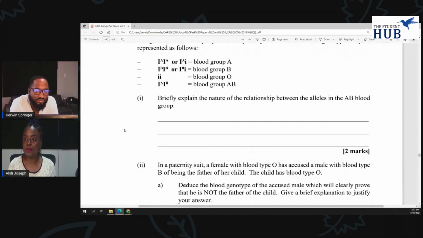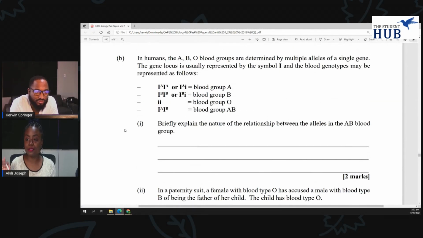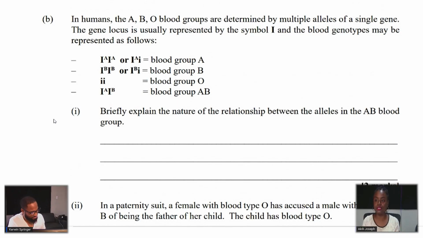So then we move to part B. In part B now, we're going to start talking about blood groups, right? So again, we read the introduction. In humans, the A, B, O blood groups are determined by multiple alleles of a single gene. The gene locus is usually represented by the symbol I, and the blood groups may be represented as follows.